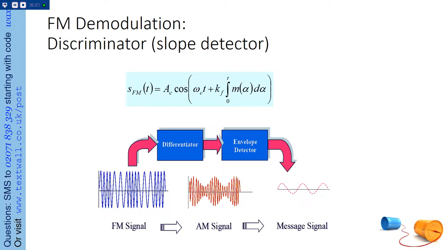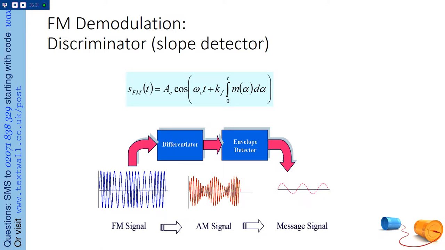So mathematically, what you'd need to do is take the derivative. So what we do, as a block diagram at least, is we take the derivative. We use a differentiator. So it's also called a slope detector, because a slope is the first derivative. So we take the derivative of our constant amplitude cosine.